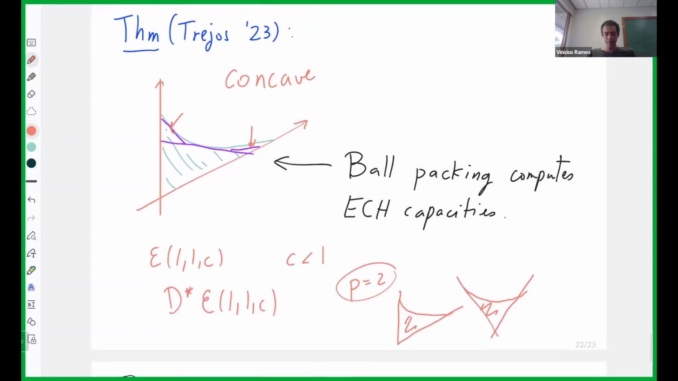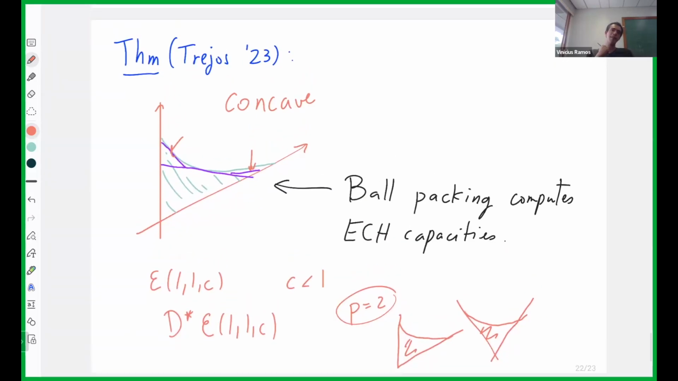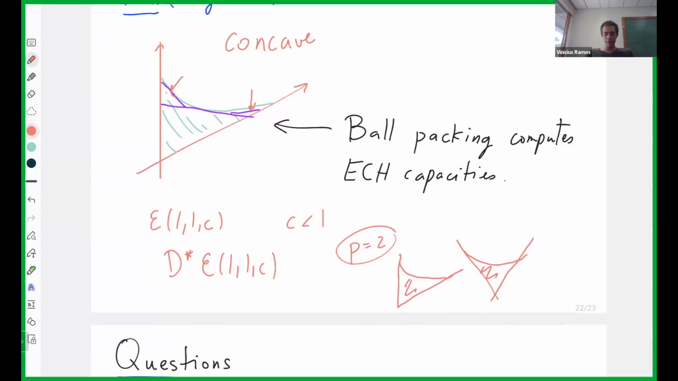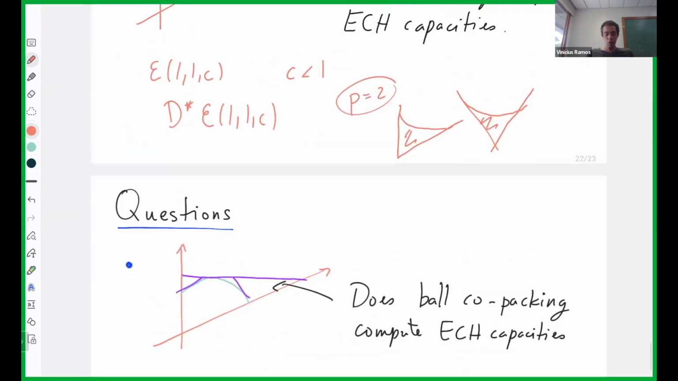So this is what he did in his thesis. But then there are some follow-up questions that I think are very interesting. First of all, what about the concave guy? People who know about ECH capacities and toric domains probably know that we have this old way to compute the capacities of a concave toric domain with the ball packing. But there's also a way to compute ECH capacities of a convex toric domain by some kind of ball co-packing. So you pack with balls from the outside.